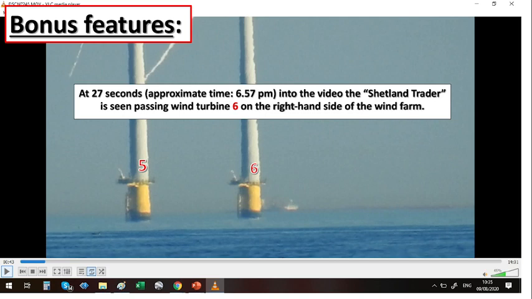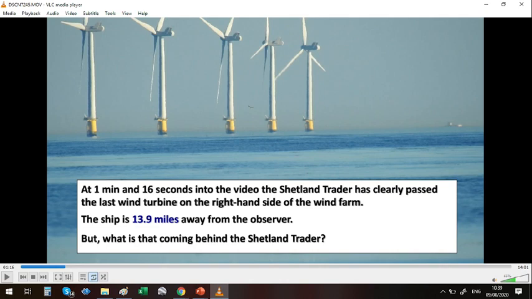Bonus features. At 27 seconds, approximate time 6:57 p.m., into the video, the Shetland Trader is seen passing wind turbine 6 on the right-hand side of the wind farm. At 1 minute and 16 seconds into the video, the Shetland Trader has clearly passed the last wind turbine on the right-hand side of the wind farm. The ship is 13.9 miles away from the observer. But what is that coming behind the Shetland Trader?